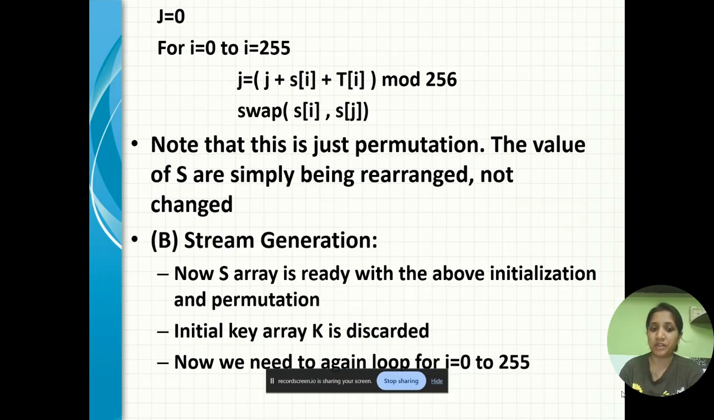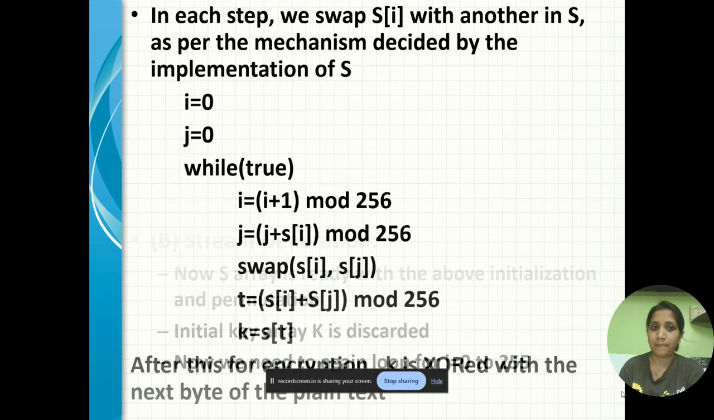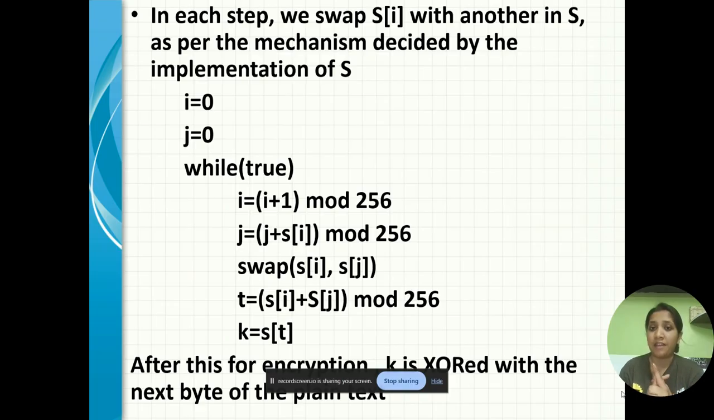B, that is stream generation. Now, the S array is ready with the above initialization and permutation. The initial key array K is discarded. Now we need to loop again for i equals 0 to 255. In each step, we swap S[i] with another byte in S as per the mechanism decided by the current state of S. i equals 0 and j equals 0. While true: i equals (i plus 1) mod 256, and j equals (j plus S[i]) mod 256. Swap S[i] and S[j]. T equals (S[i] plus S[j]) mod 256, and K equals S[T].